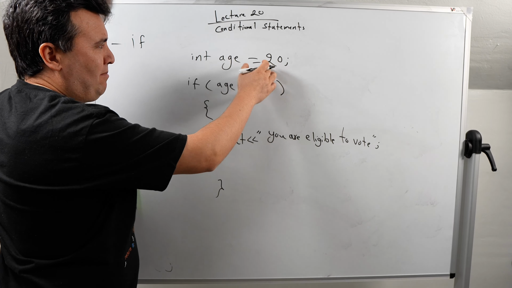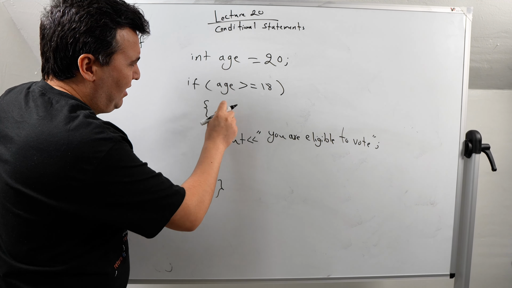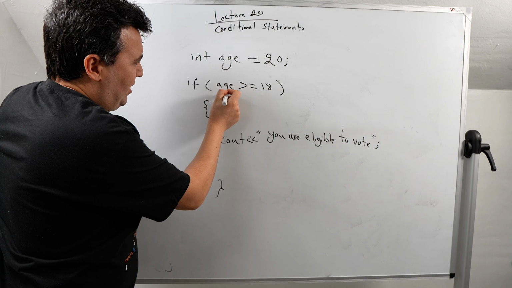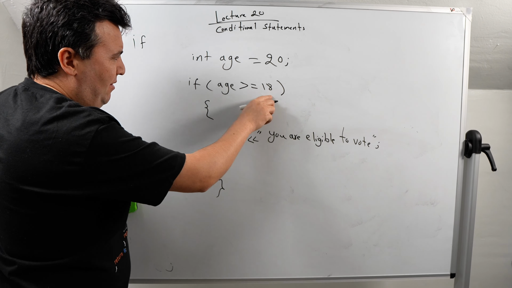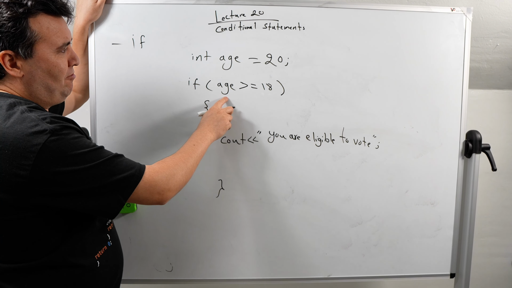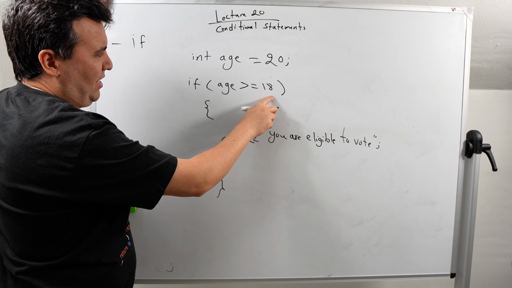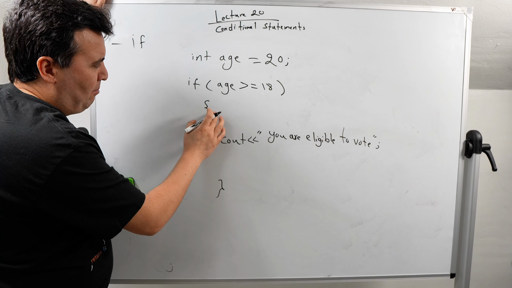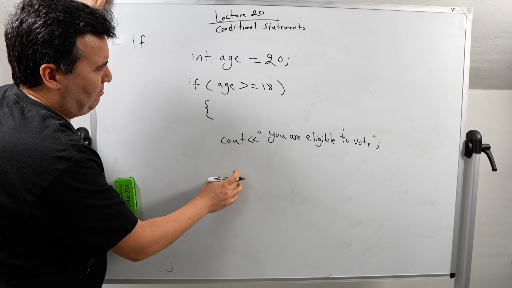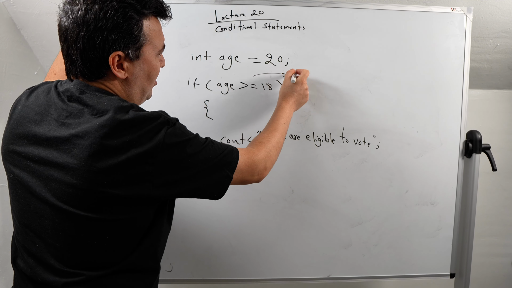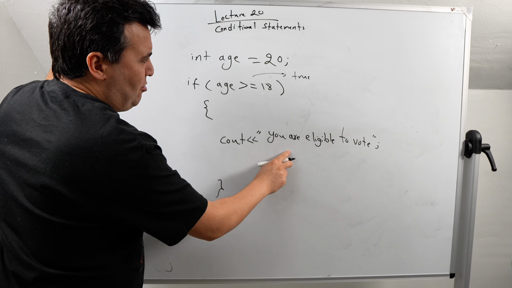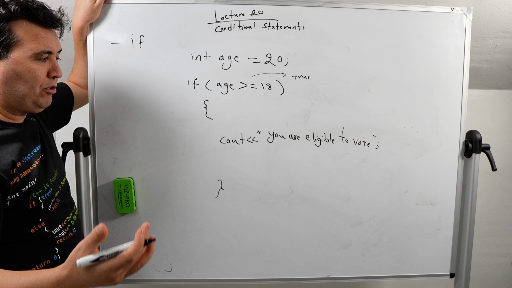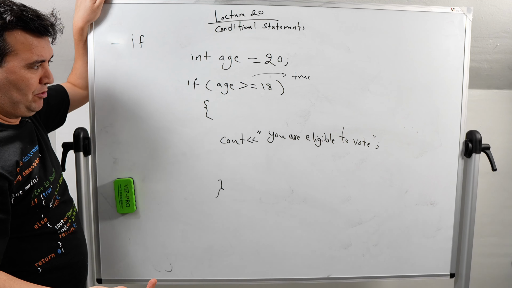So now we have 20, but you can get this age from the user. If age is larger than or equal to 18, in this case, if we check, 20 is larger than 18, so the body of the if statement will be executed because our condition is true. It says cout, you are eligible to vote. So the output of the program will be: you are eligible to vote.